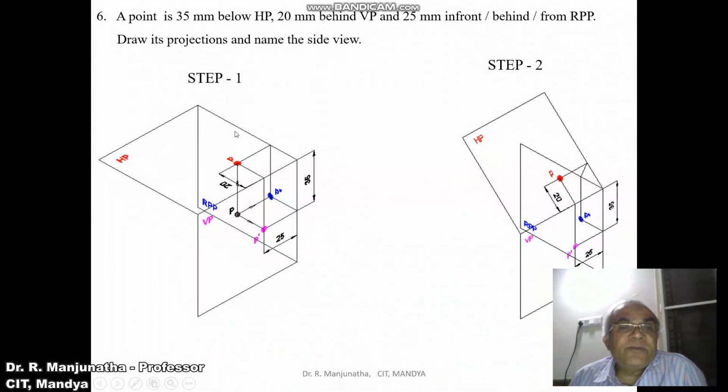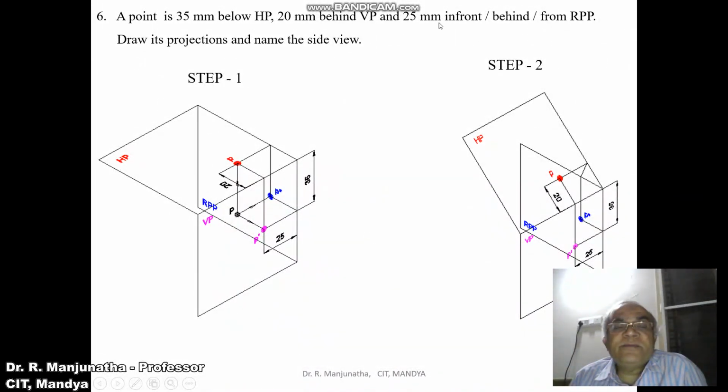Then when you look from the top view, we can see the distance 20 mm behind VP. So this distance is the 20 mm behind VP. When you look from the top view, that can be projected onto the horizontal plane here. So the distance is given with respect to VP. Always we have to take it in HP. So in HP, you can see the distance of 20 mm will be behind VP.